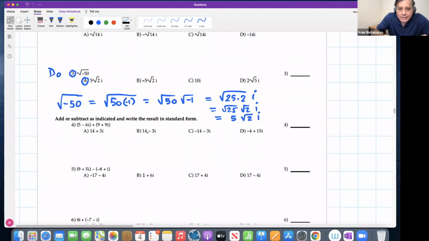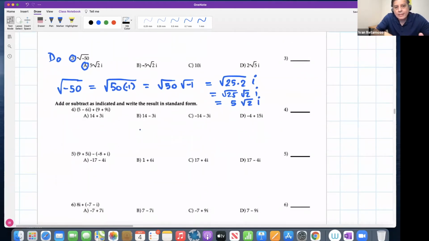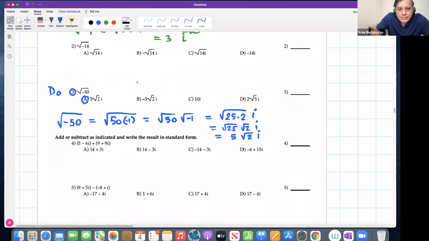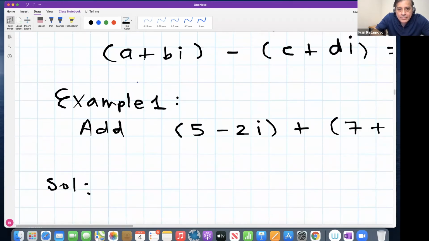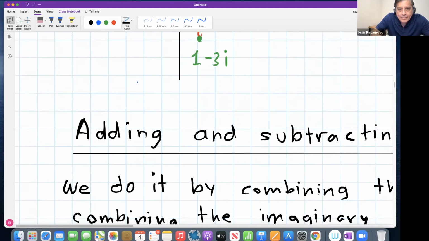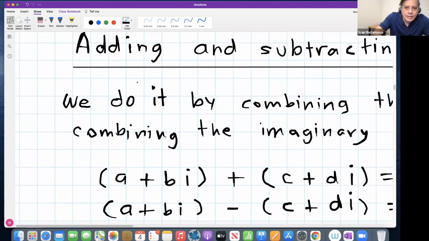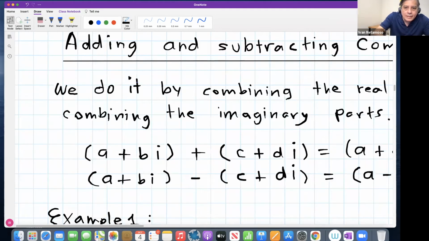And now let's talk about arithmetic operations with these complex numbers: addition, subtraction, multiplication, and division. So let's go back to a lecture and let me show you how you should add or subtract complex numbers accordingly.